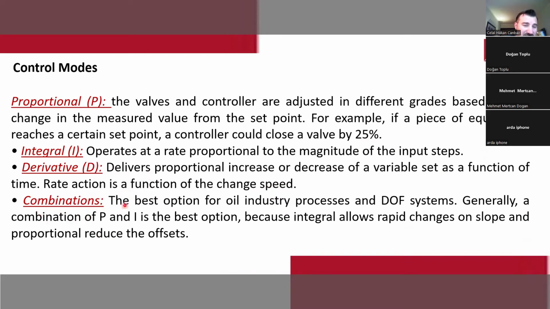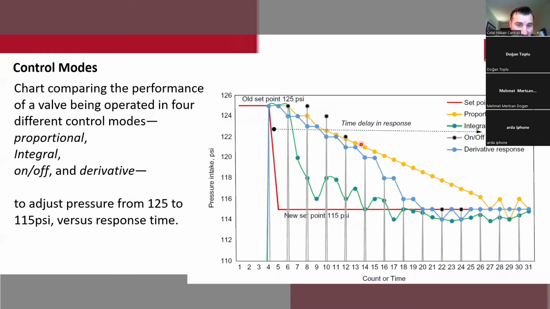The combination one, which can't be seen in this figure, is the best option for oil industry processes and digital oil field systems. Generally, a combination of P and I is the best option. It's given as the best option because integral allows rapid change on slope and proportional removes offsets. When I come to the green one, the integral, as you can see how rapidly it is changing, at the 14th count we already reached the new set point. When you compare it with the others, on off is far away from reaching it.